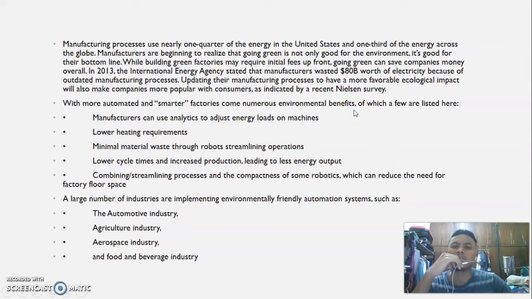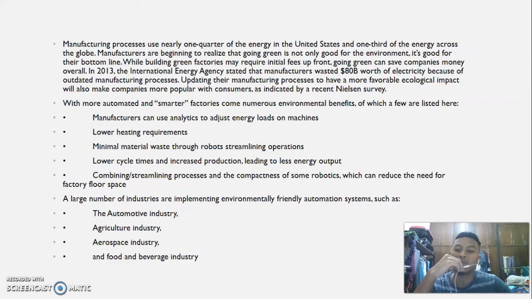Manufacturing processes use nearly 1/4 of the energy in the United States and 1/3 of the energy across the globe. Manufacturers are beginning to realize that going green is not only good for the environment, it's good for their bottom line. While building green factories may require initial fees upfront, going green can save companies money. This means that with recycling, or with a plastic factory using a robotic automation system, you can save energy, save costs, and many more.